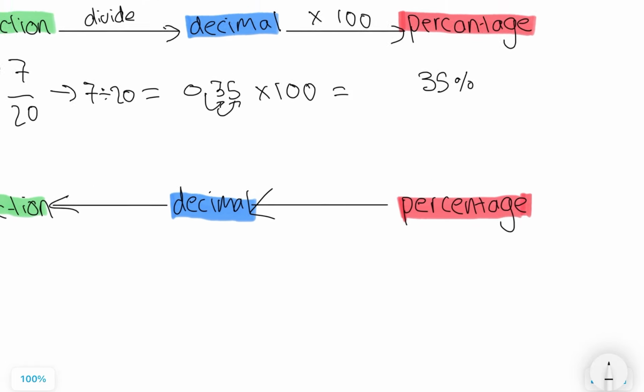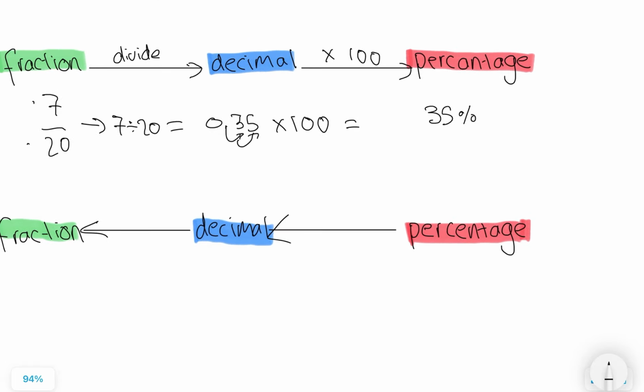Okay, now let's do a percentage to a decimal. In order to convert a percentage to a decimal, we just have to do the opposite of what we did up here, and that is divide by 100. So we got 35. If we divide 35 by 100, that would give us 0.35, like we can see here. So in order to convert a decimal to a percentage and a percentage to a decimal, just remember you have to times by 100 and divide by 100. It's just really simple.